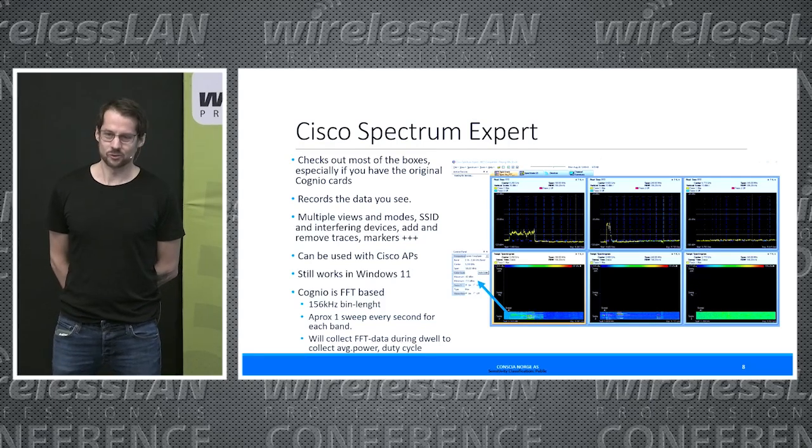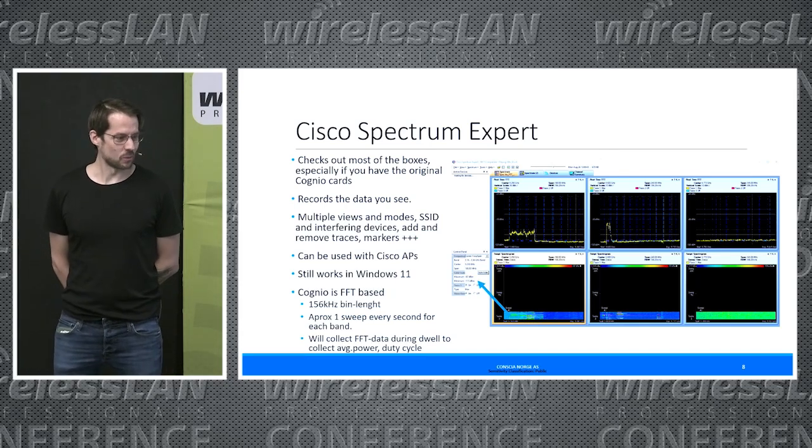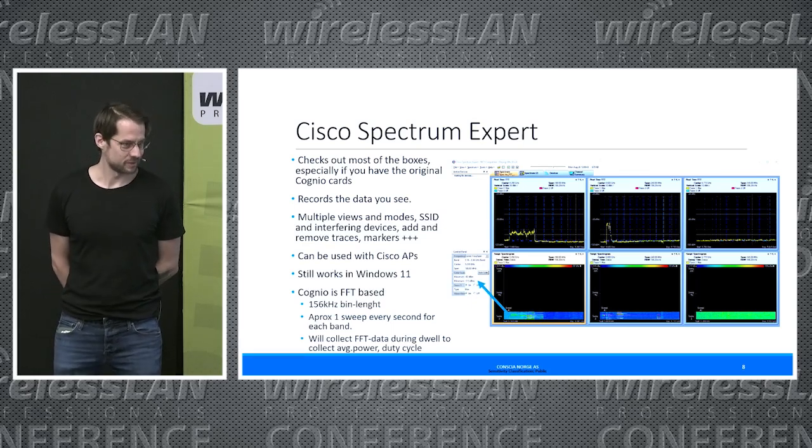Remember this tool, Cisco Spectrum Expert? Well, it covered most of the things that I want today in our spectrum analyzers. The only thing about this one is it's a little bit slower. FFT-based, this works similar to how Sidekick 1 does today. 156 kilohertz span length, 1 sweep per second.